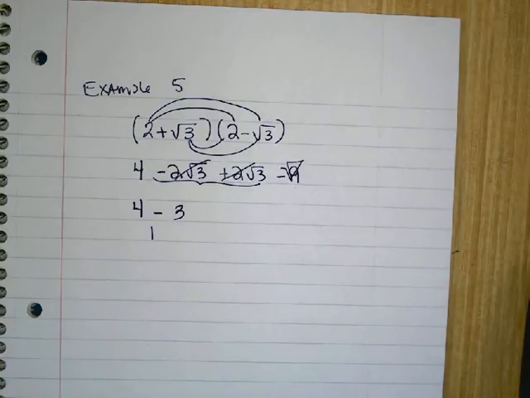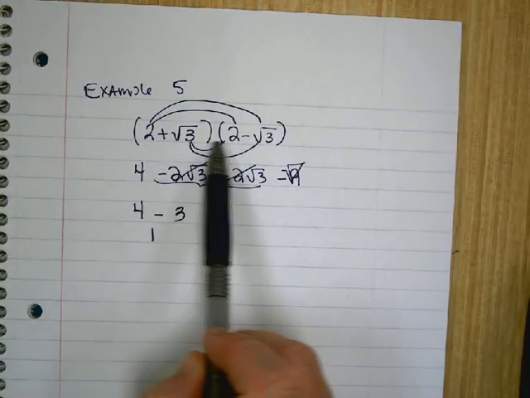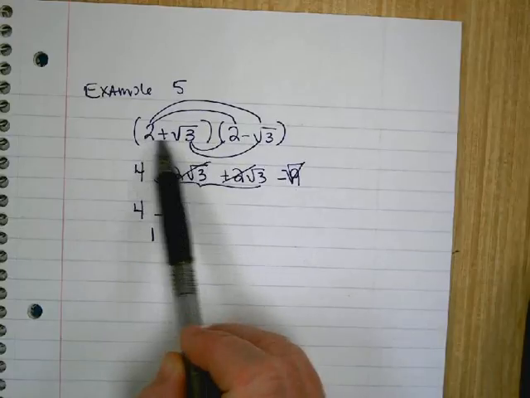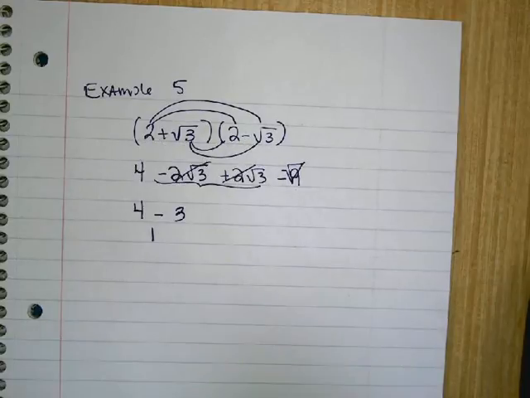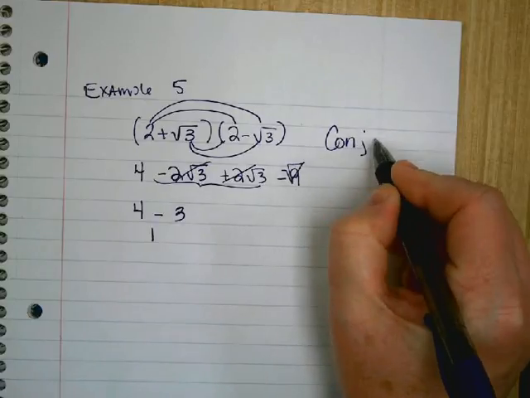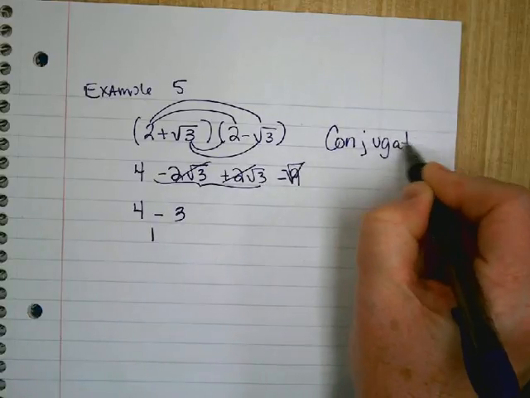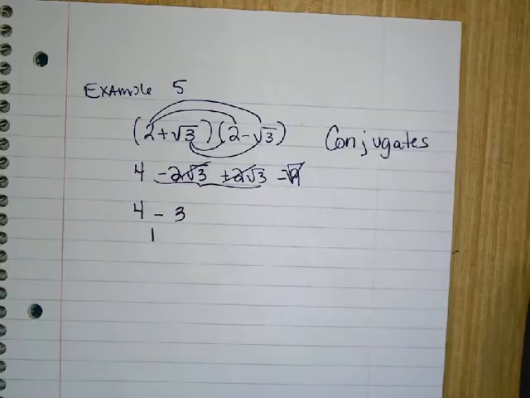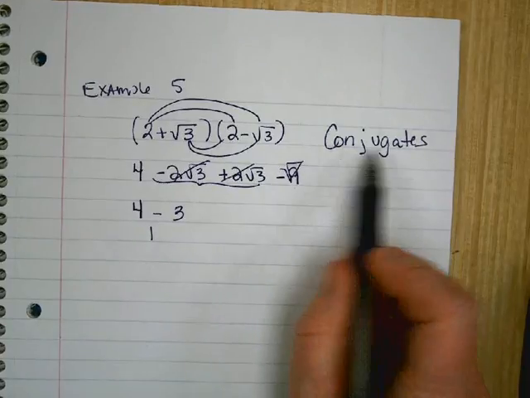Okay, she said these have to be the exact same numbers, just different signs. There's a name for that, and it's called conjugates. Y'all conjugate verbs? You ever heard of that? I have no idea if it's the same thing, because I don't remember what conjugating verbs is. But these are called conjugates.